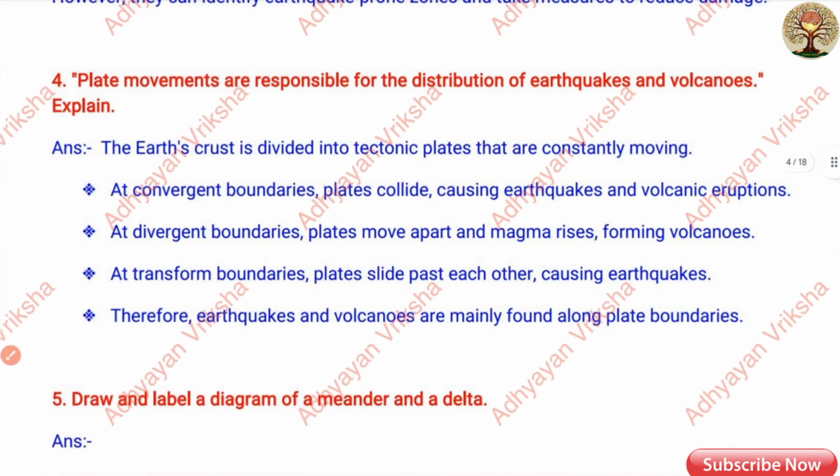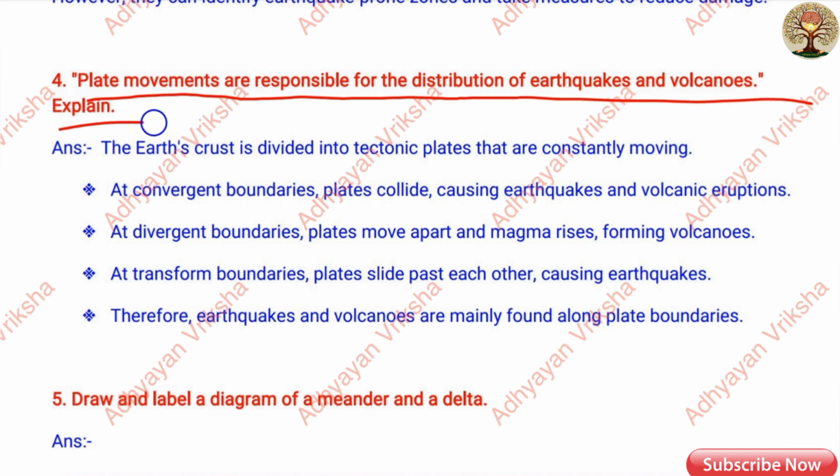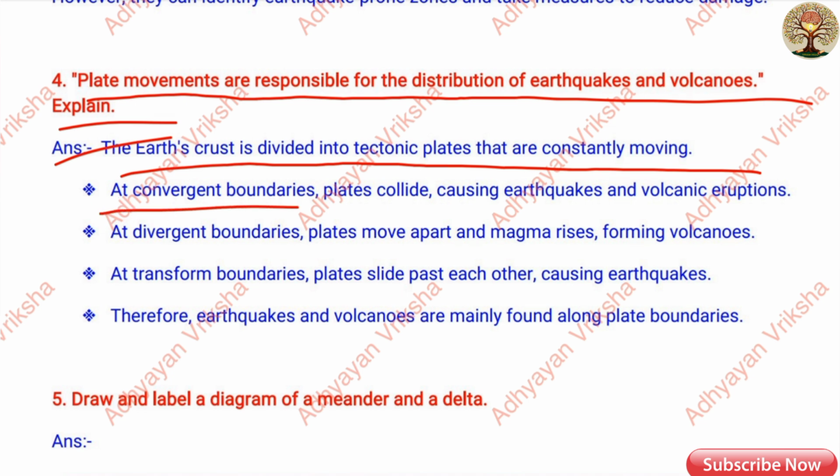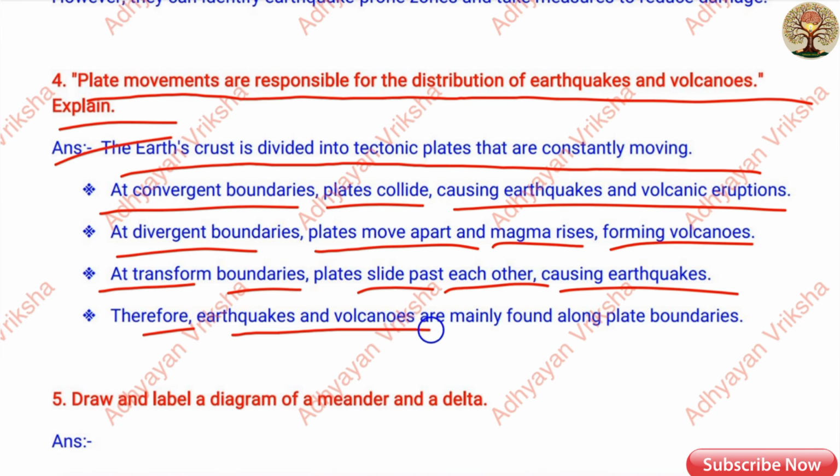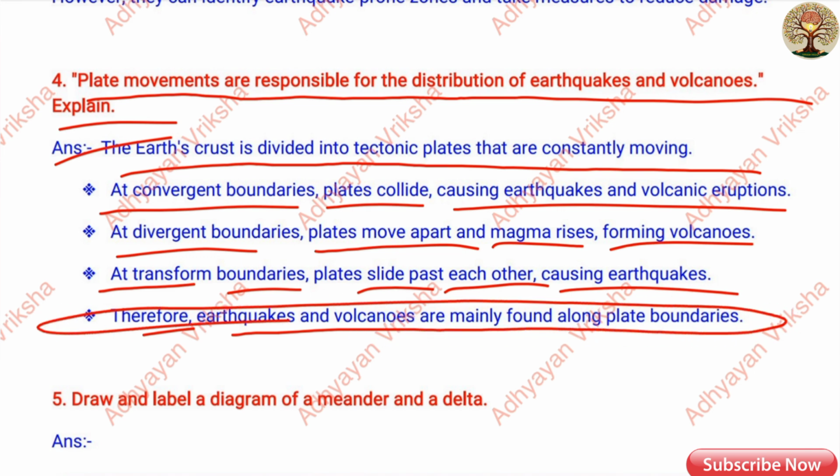Now come to question number 4, where they have asked, plate movements are responsible for the distribution of earthquakes and volcanoes. Explain. Answer. The earth's crust is divided into tectonic plates. They are constantly moving. At the convergent boundary, plates collide and cause earthquakes and volcanic eruptions. At the divergent boundary, plates move apart and magma rises, forming volcanoes. At the transform boundary, plates slide past each other, causing earthquakes. Therefore, earthquakes and volcanoes are mainly found along the plate boundaries. All these questions are from the new book that was released 2 days ago, and I am providing you the question answers from the new book.